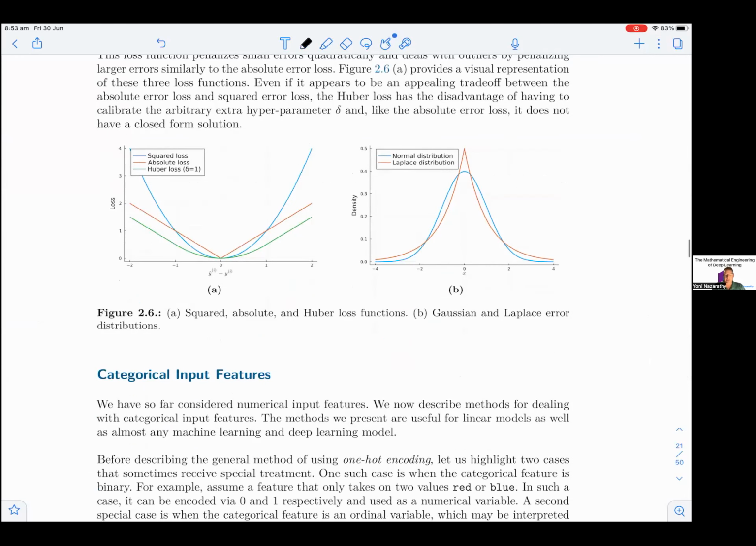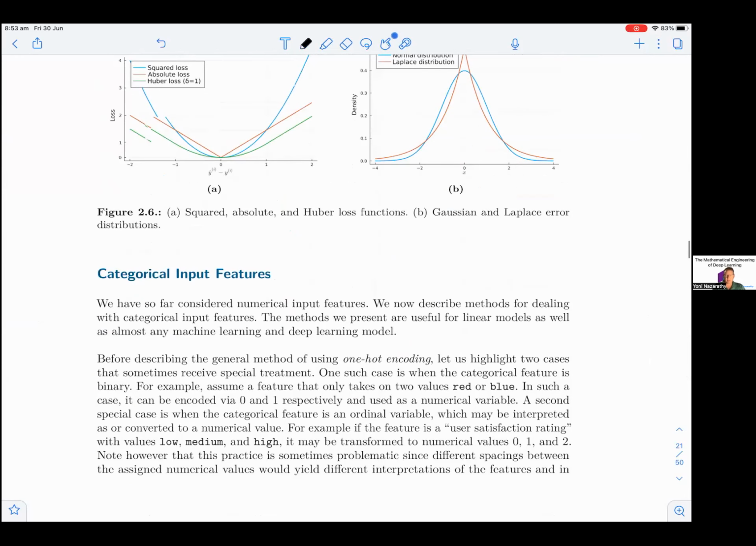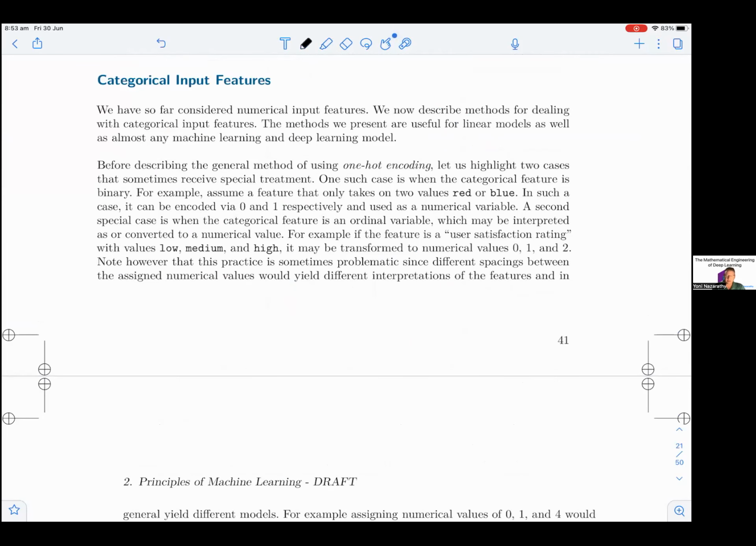Categorical input features. We have so far considered numerical input features. We now describe methods for dealing with categorical input features. The methods we present are useful for linear models, as well as almost any machine learning and deep learning model.